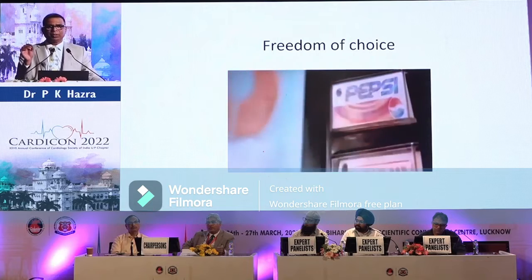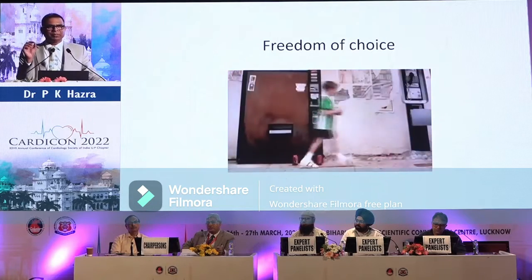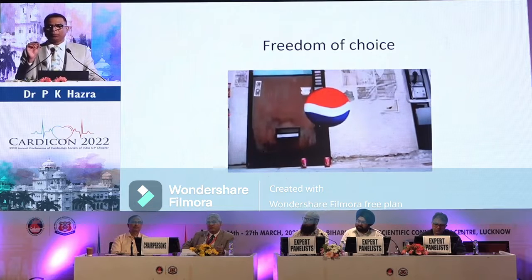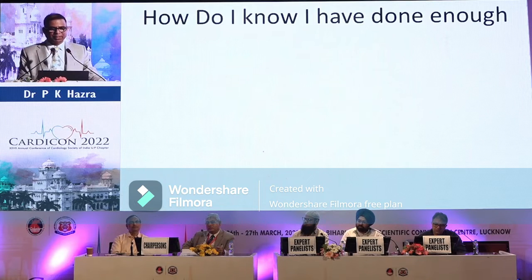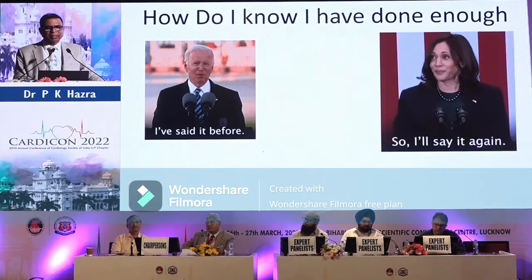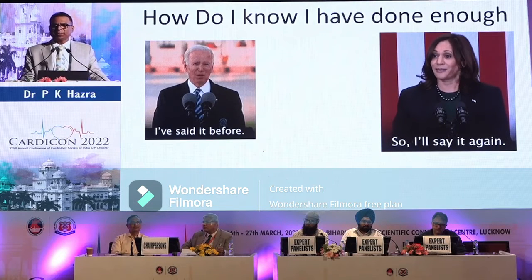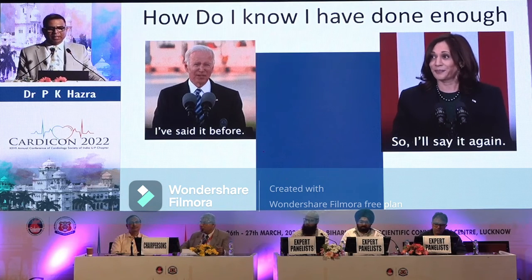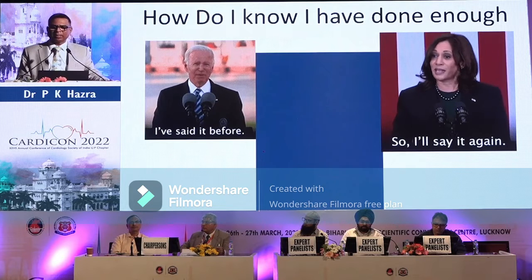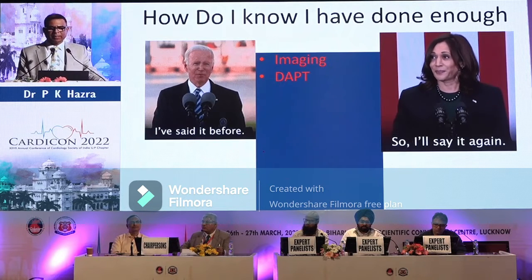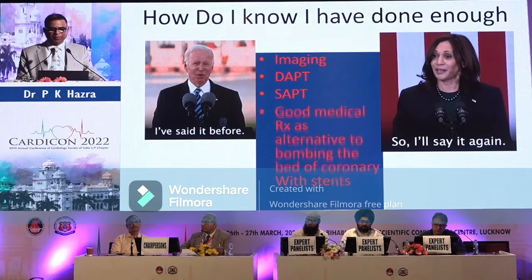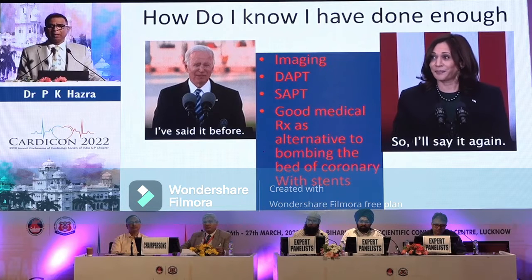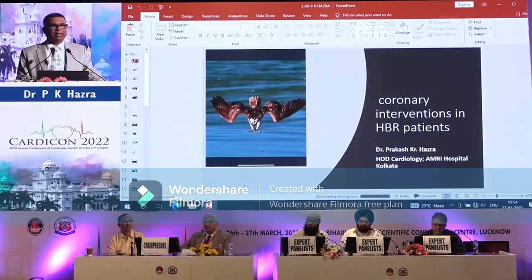And sometimes you need to manage your other parameters. As I mentioned, you fix the fixable first, or you can go for LAA closure in some of the people who need it. How do I know that I have done enough? As Dr. Vivek Kumar elegantly mentioned, there is some style of doing angioplasty in modern days. Avoid too many stents, avoid doing complex angioplasty in HBR. And I said it before, imaging is important, DAPT to SAPT is important. Good medical therapy is an alternative in many coronary artery disease patients after the ISCHEMIA trial, rather than bombarding the coronary bed with too many stents and too many things. With that, I would like to thank you for your kind attention.